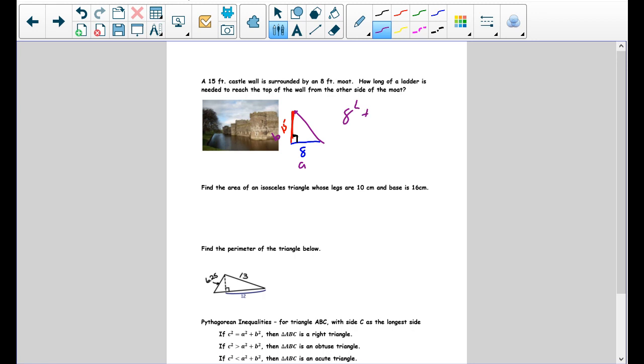So 8 squared plus 15 squared equals c squared, and here's my c. So I can just plug that left side into my calculator: 8 squared plus 15 squared is 289. What's my last step then? Square root. So the square root of 289 is 17. So the minimum length of the ladder would have to be 17 feet, basically going from the edge of the moat to the top of that wall.